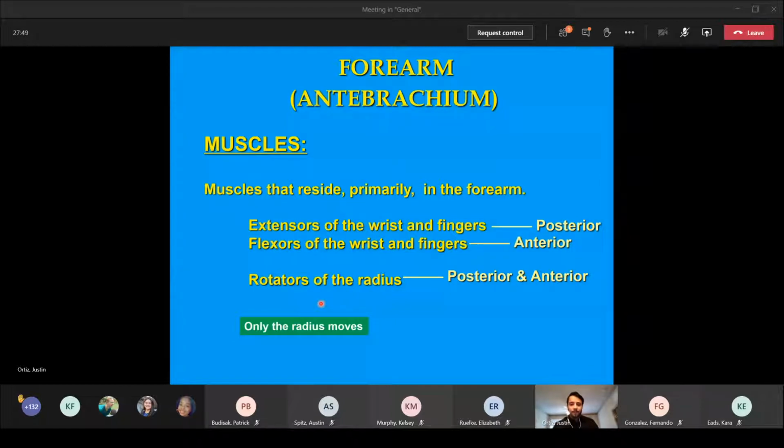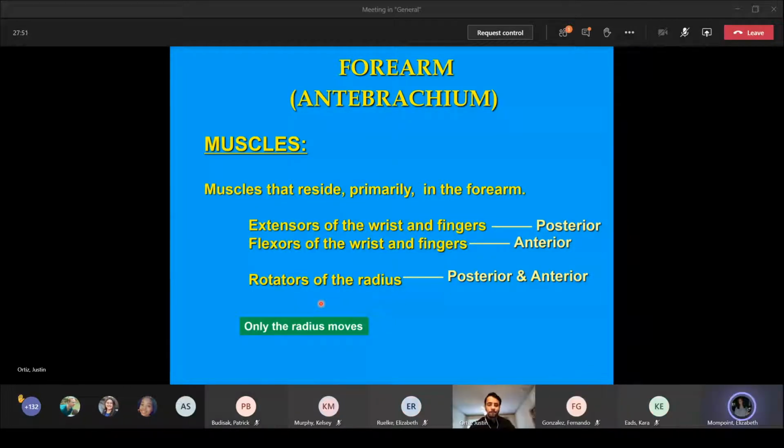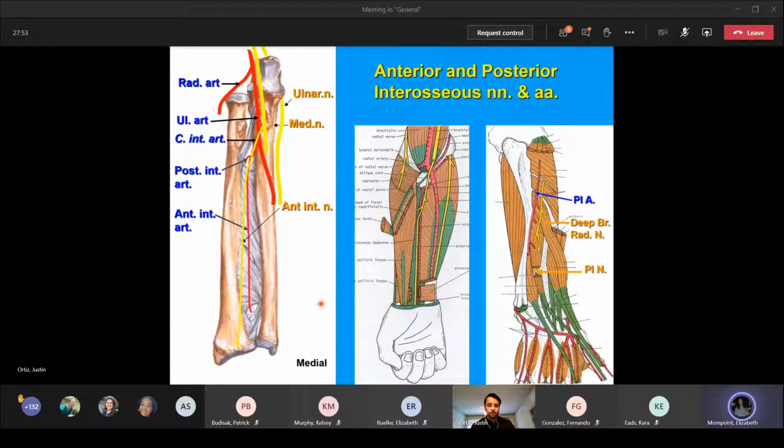Justin? Yes. On the last slide, we don't have to know those detailed pictures, like the one in the middle, all this stuff? No. Okay. No, you don't need to know this. The most important thing would just be the branches off the arteries. I think these pictures are just too complex and overwhelming. We should be good.